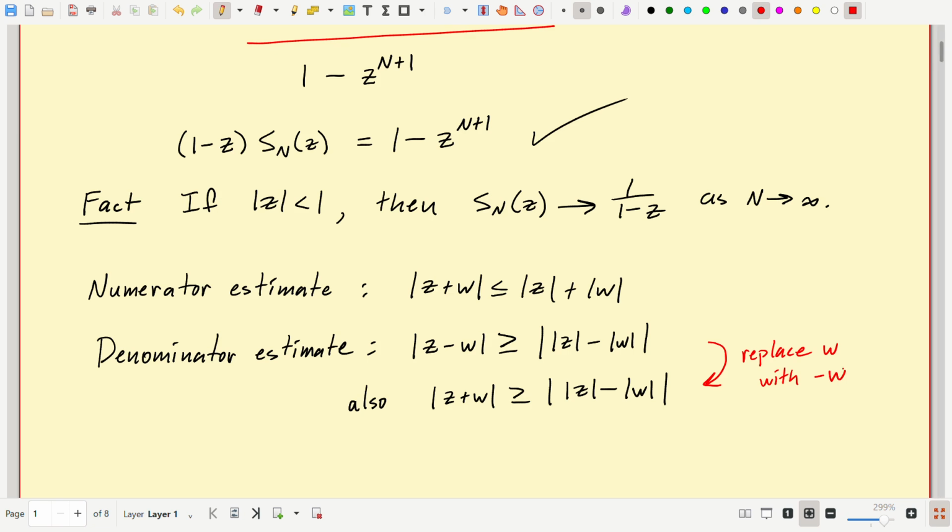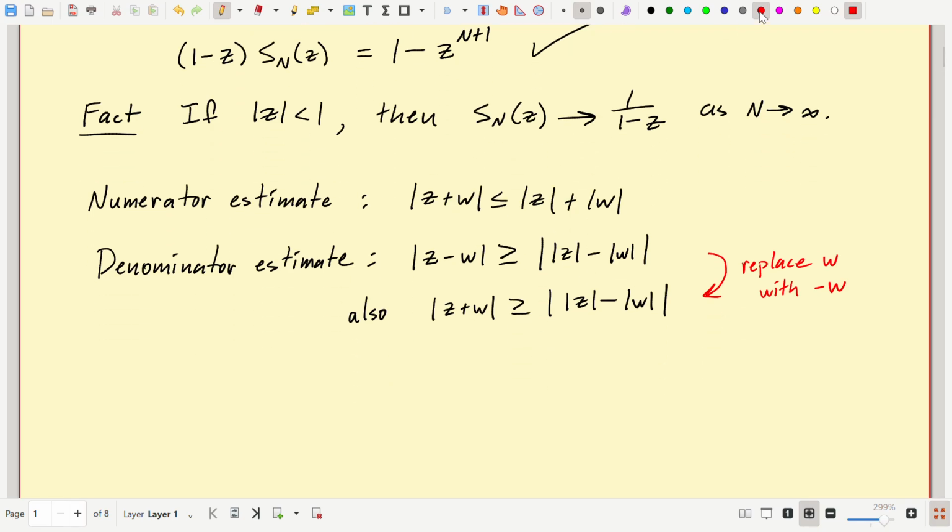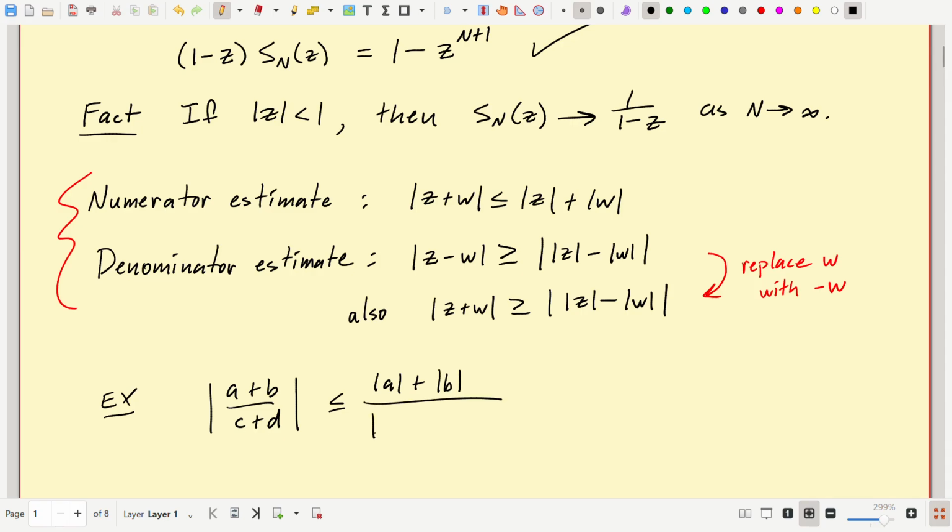When you do that, then the other one pops out. So those are denominator estimates because they're greater than or equal to. For example, if I were going to apply this concept, I'd have a quotient like a plus b over c plus d. These are complex numbers. If I want to estimate that, in the numerator, I'd use the triangle inequality. But in the denominator, I'd use this other inequality.